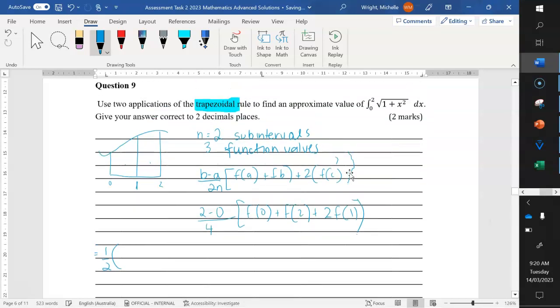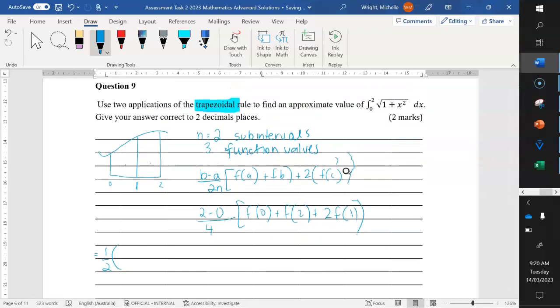F of 0, what's that going to be? That's going to be 1 plus 0 squared, square root is 1. Pop my 2 in. 1 plus 2 squared is 4, plus 1 is 5, plus the square root of 5, plus 2 times f of 1. 1 squared is 1, plus 1 is 2, plus root 2.